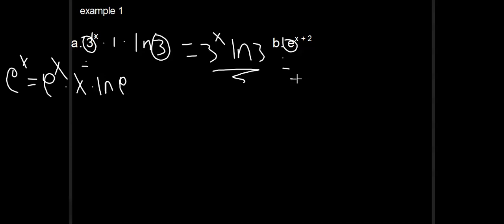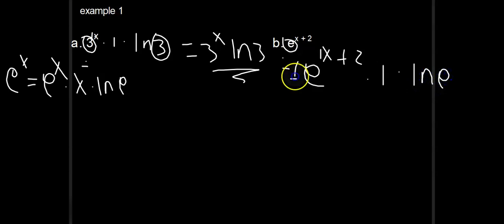So the question is e to the x plus 2. I want to multiply this by the variable that I have, and that variable will be what? It will be 1, because that's the one that I got over here. And then after that, I want to multiply this by ln what? ln e. Since I got the e over here, I have to write this ln e.